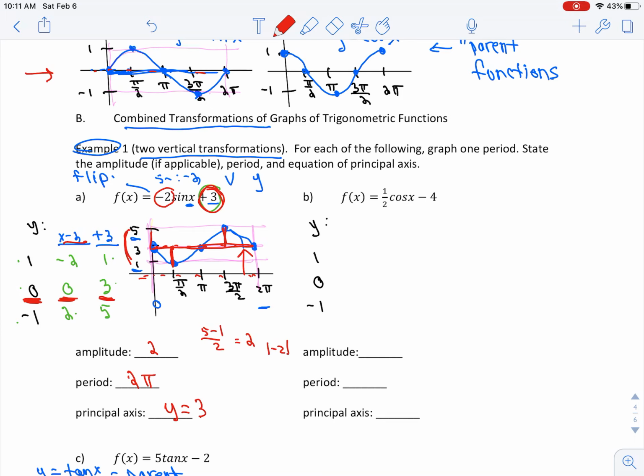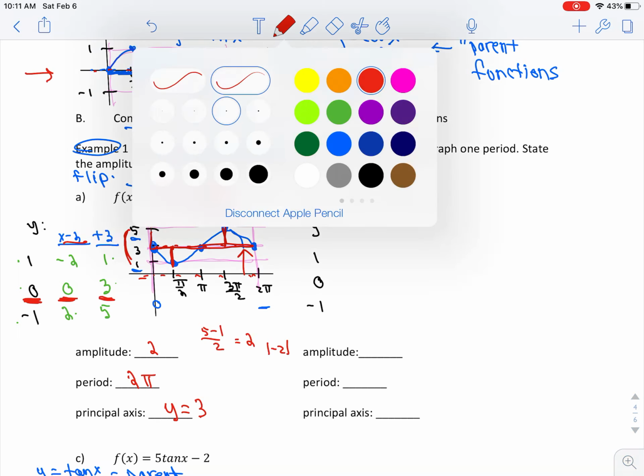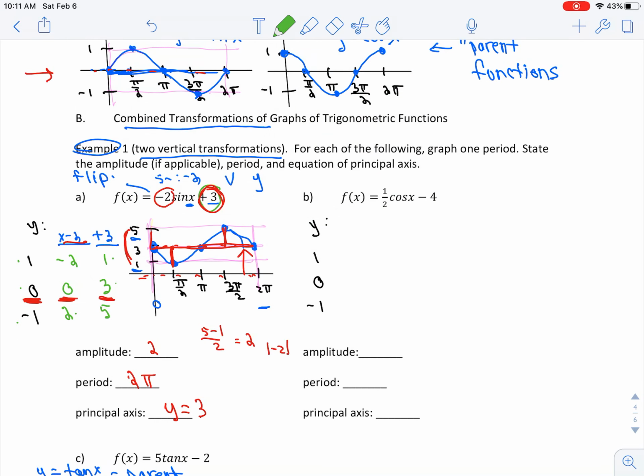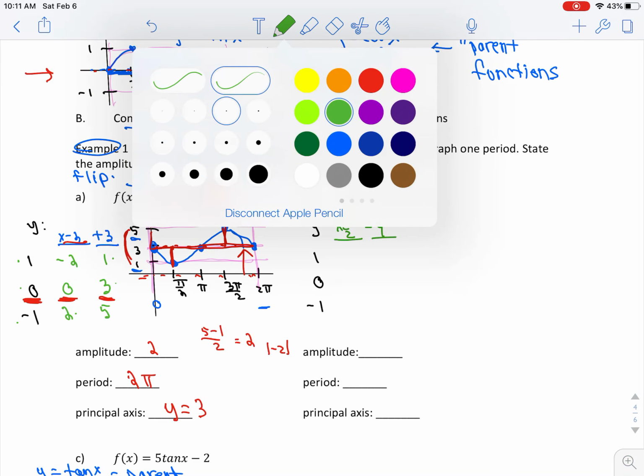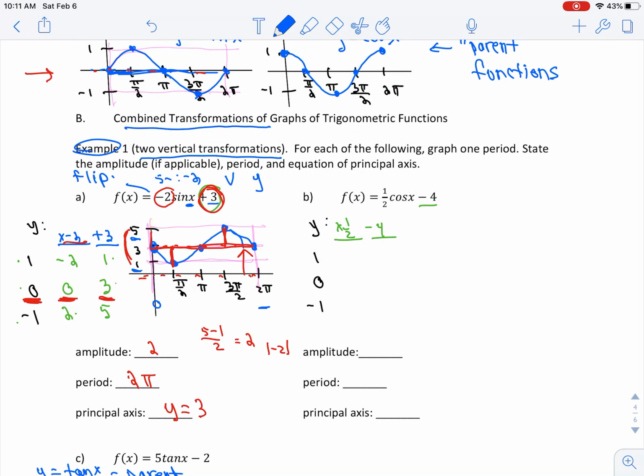For the next one, we're doing a cosine graph. The outside coefficient is 1/2, so the first thing we're going to do is multiply by 1/2. The second one is -4, so the next thing we're going to do is subtract 4. The values we're going to get for this one are 1/2, 0, and -1/2. Then when I subtract 4, 1/2 minus 4 is -3.5. 0 minus 4 is -4. -1/2 minus 4 is -4.5.